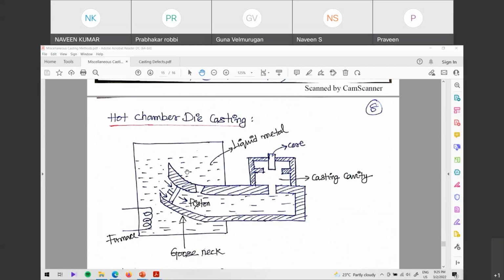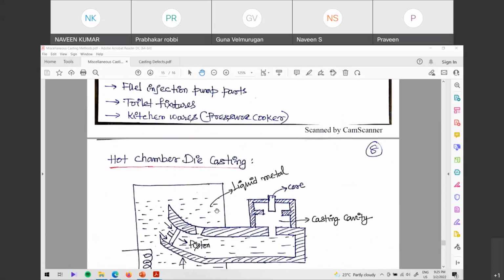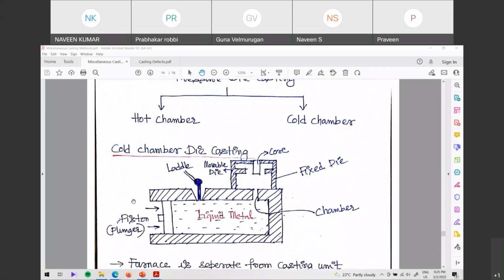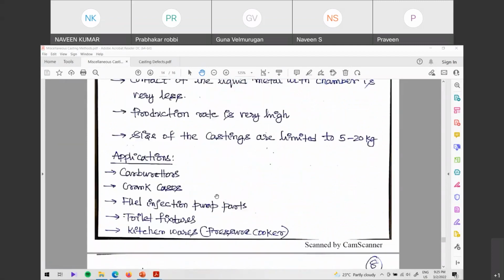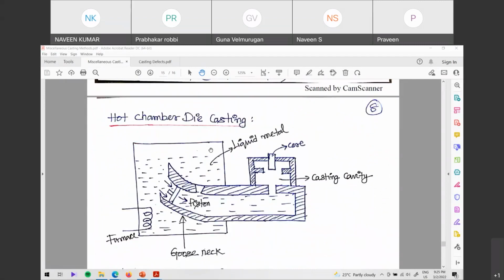Because if you are trying to cast low melting point materials like aluminum, all these things have low melting points, right? So what happens? By the time you bring your liquid metal from somewhere and try to pour, it will get solidified. You don't want that to happen. So you make the complete die system a part of your furnace, and the furnace is hot. That's the reason why this is called hot chamber. And here we don't have any hot furnace attached to the die casting. That's the reason why it's called cold chamber. Both are the same; the only thing is that the furnace is attached here. That's the reason why this is called hot chamber and that is called cold chamber.